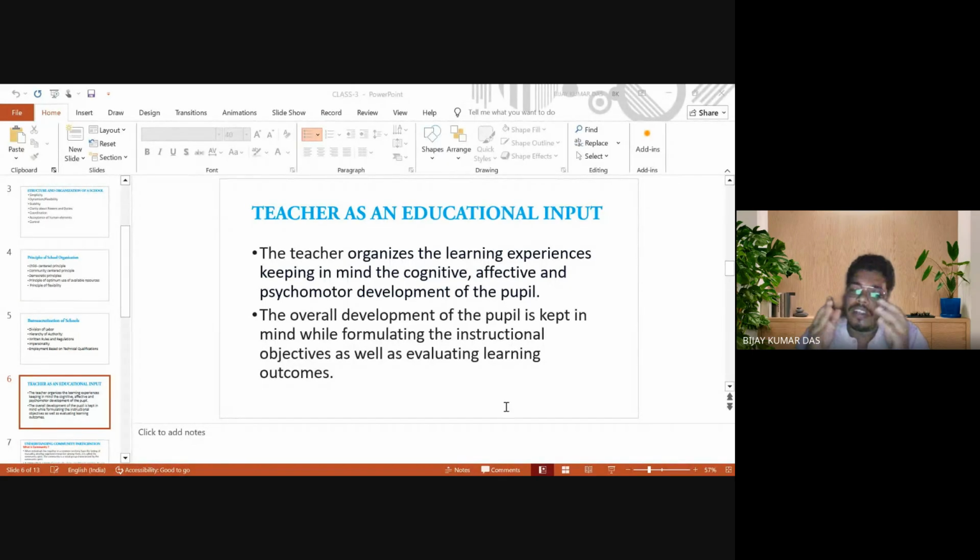So knowledge in an organized form is imparted to the students in school. Teacher's role, the instructional input.